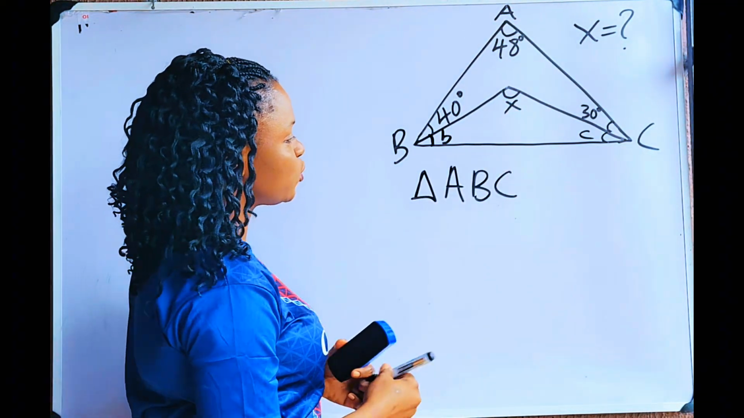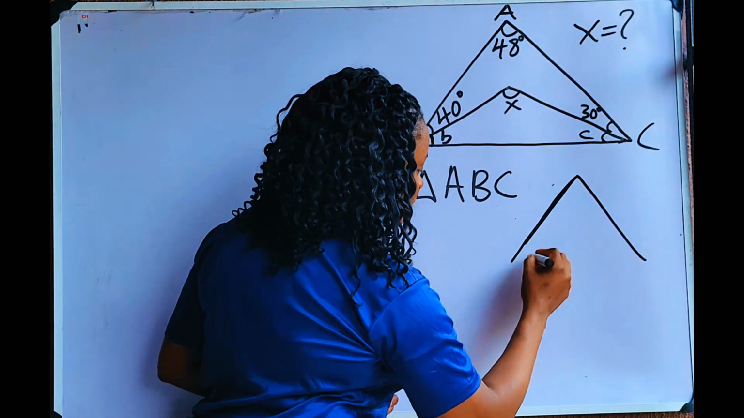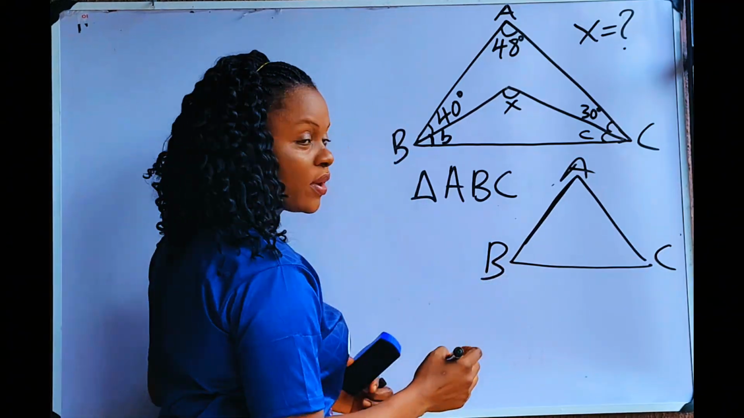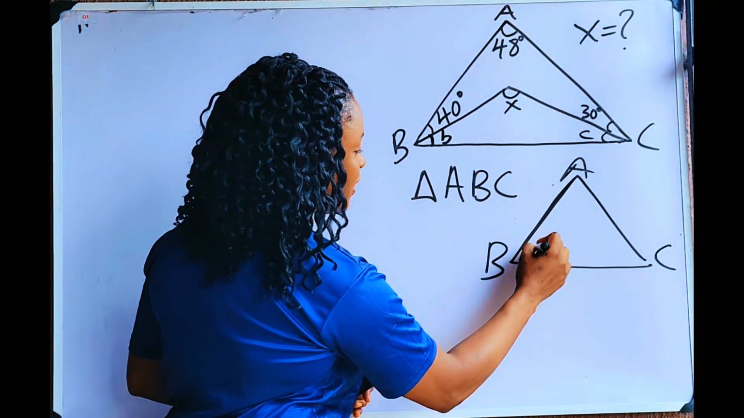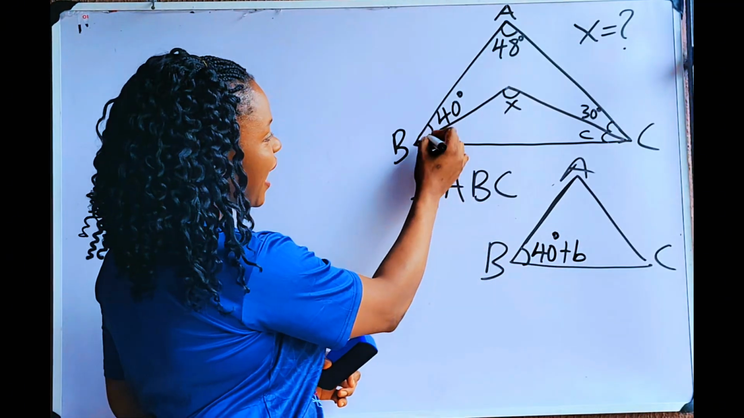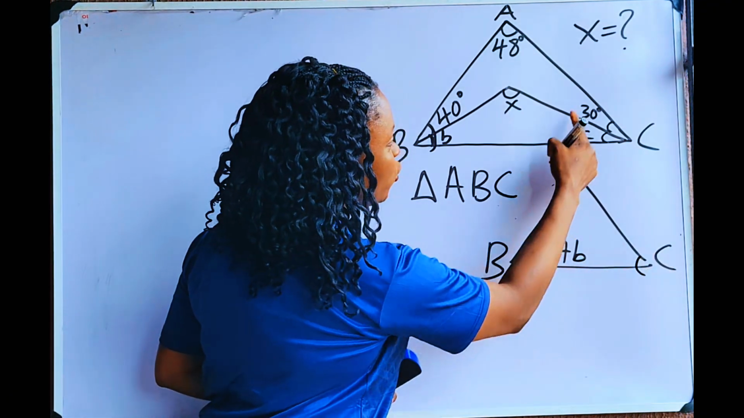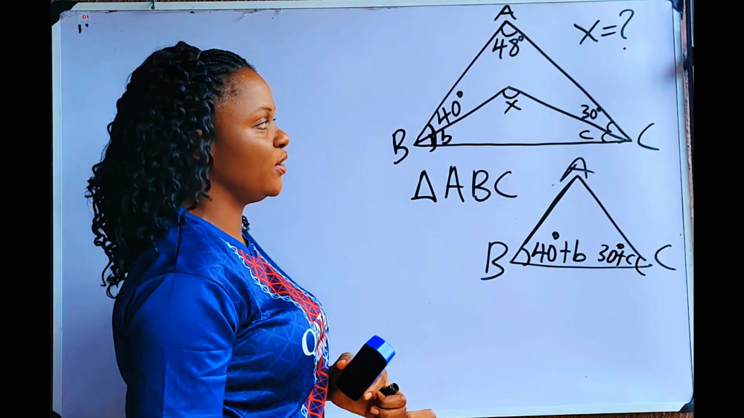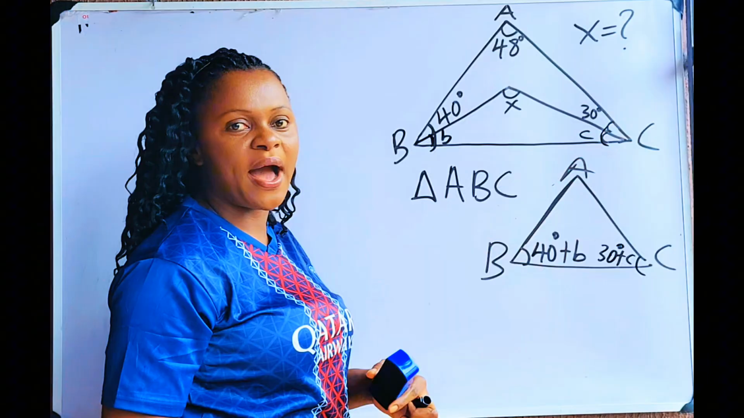Now, for us to do this, we have to redraw this. Now, this is A, this is C, and this is B. From here, the angle that will be here is this 40 degrees plus the small letter b, or the angle here is 40 plus b. And for this side, we have 30 degrees plus c, because this one here is c.